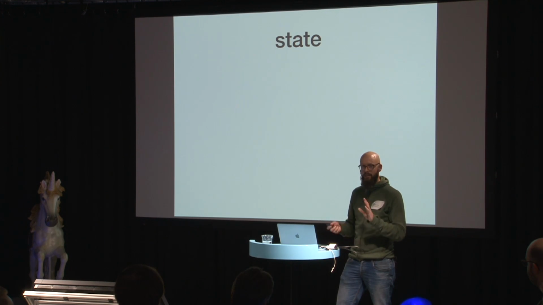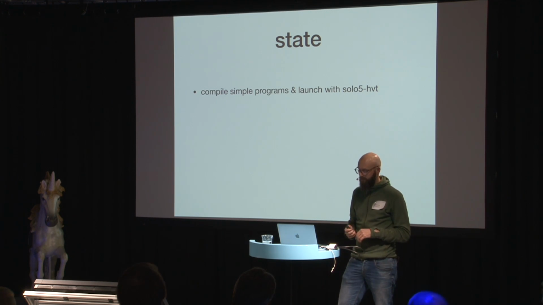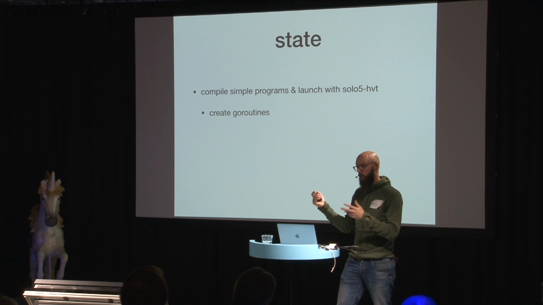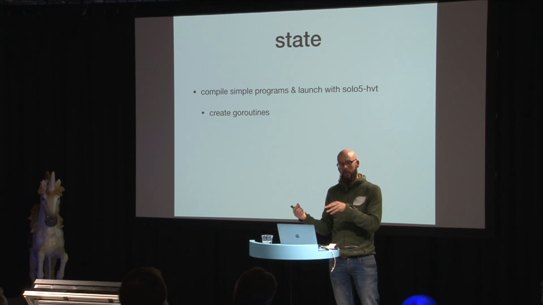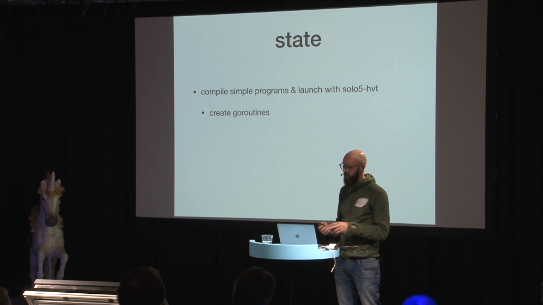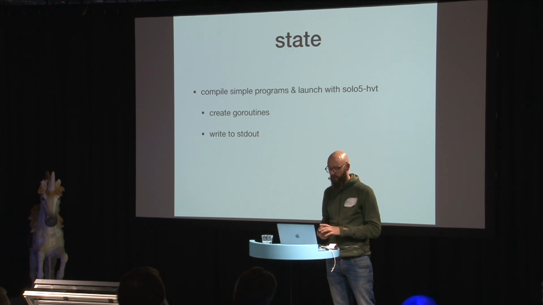So this is the current state of affairs. I can compile stuff. I can launch them with this hypervisor, which can run my programs. Now I do actually write something in that main function. I can create goroutines. They get scheduled and they get executed. I can write from those goroutines to standard output. I can do some logging. So I can actually prove somewhat that it does something.